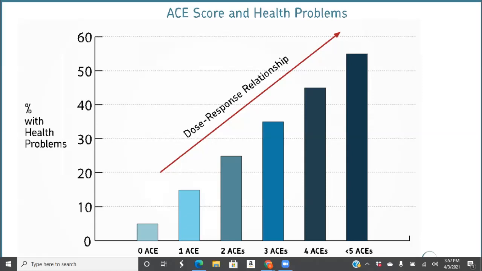You know dose response in the realm of your car and vehicle, right? The more gas you put into your car, the more miles you can drive. In this case, where there is a higher dose of adverse childhood experiences, the higher percent of people with health problems.